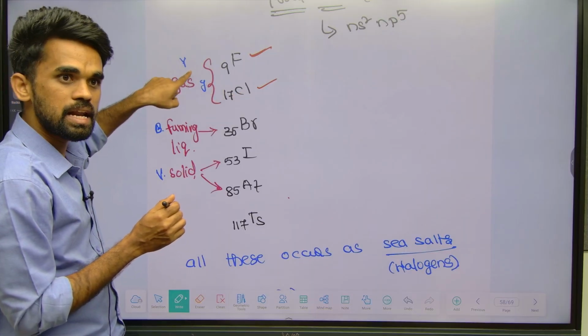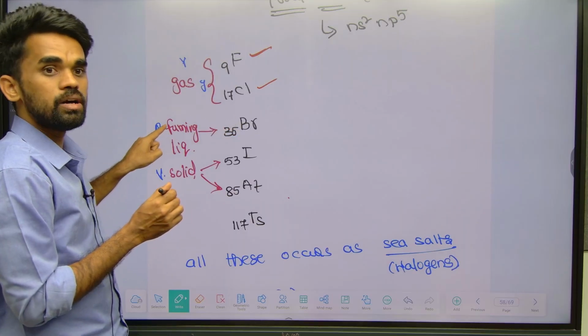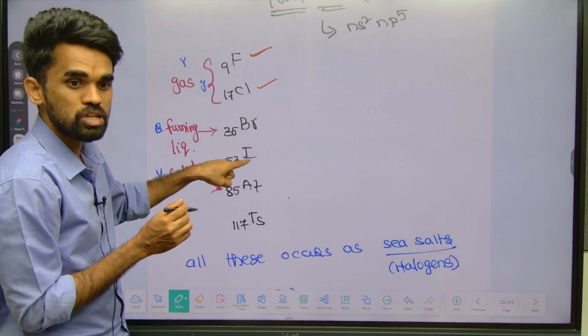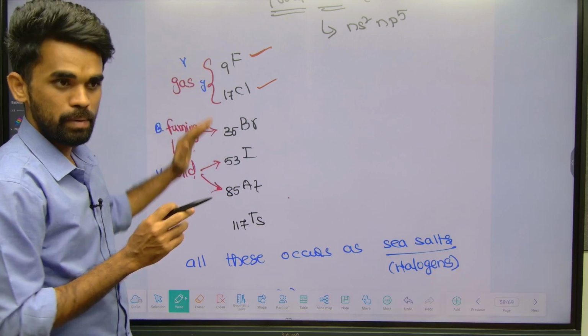Chlorine, green color gas. Which one? Green color. Next, bromine is a brown fuming liquid. Then iodine is a violet color solid. What is the color of iodine? Violet color. Remember these things.